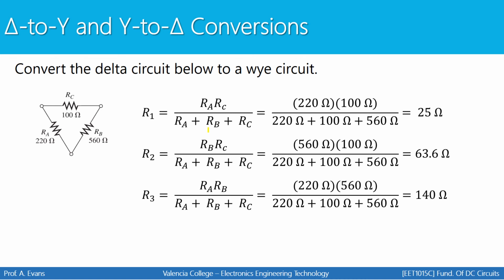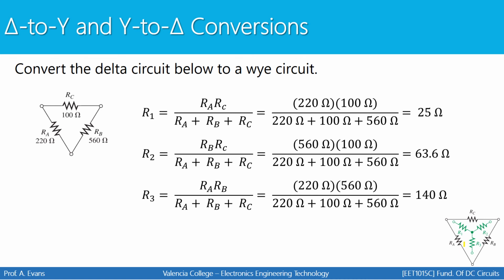Once you have R1, R2, and R3, your next step is to simply draw the Y circuit that you have created. The most important thing about drawing the Y is making sure you know where R1, R2, and R3 go. As a refresher, if this is your delta, where RA is here, RB is here, and RC is here, R1 has to be here. It cannot be over here or over here. R2 has to be here, and R3 has to be here.